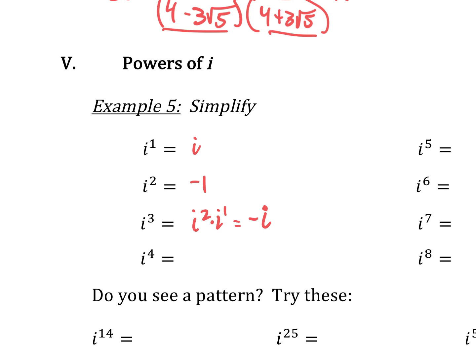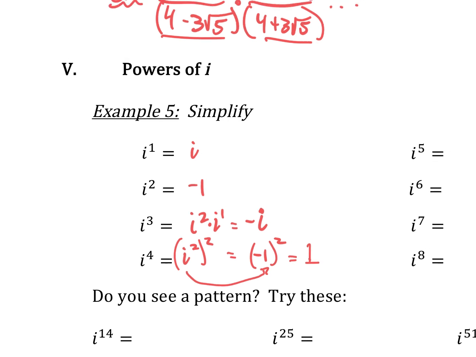All right. i to the fourth. Well, what's that? That's like i squared times i squared. Or if you want, you could say i squared to the second power, right? Either way, we're going to get, in this case, negative 1 to the second power, because i squared is negative 1. And negative 1 to the second power is 1. So pretty interesting that i to the fourth power comes out to be 1.